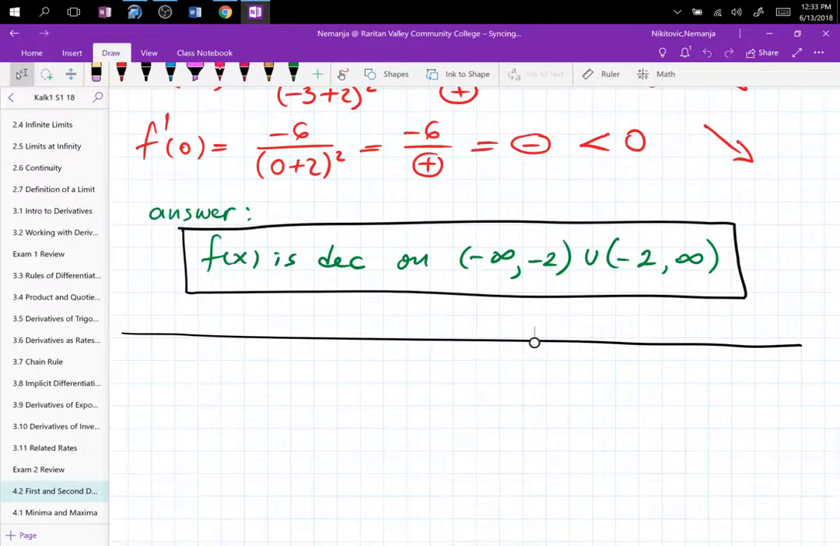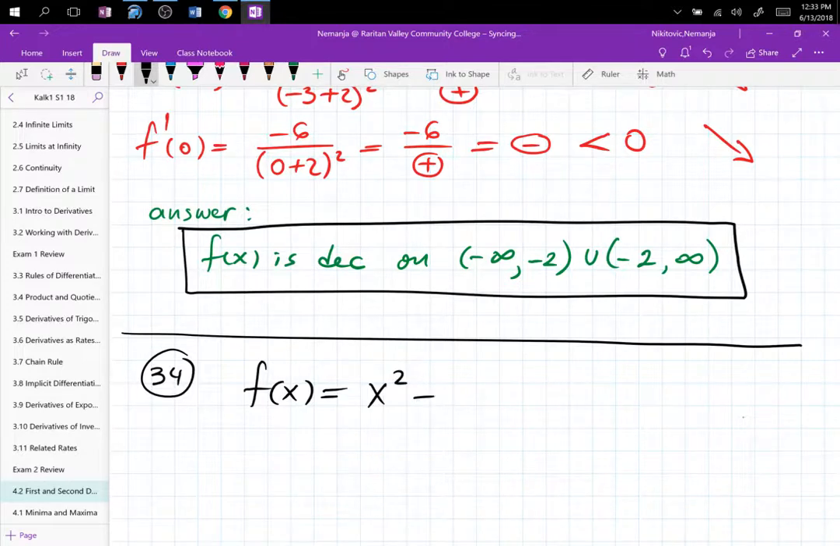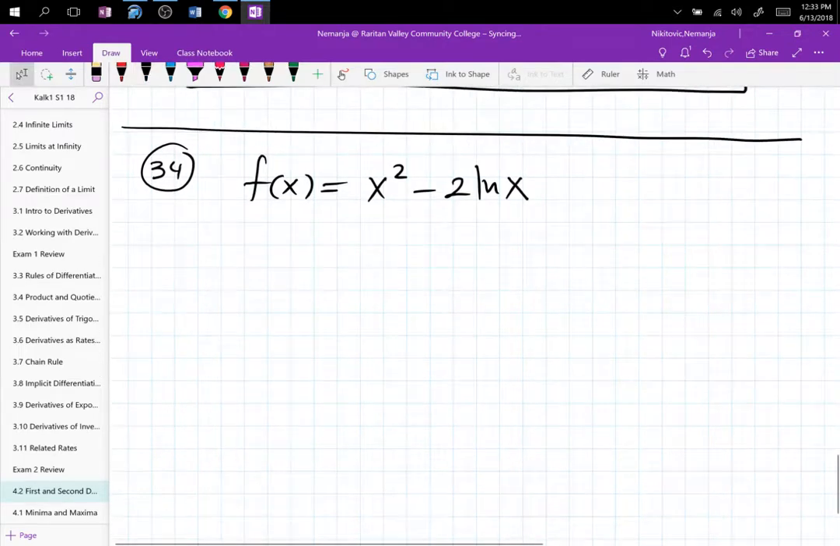All right, so problem 34 says f of x equals x squared minus 2 ln x. This is our function, right? The procedure is always the same. First derivative, critical points, right? But you know what I'm going to do first now, since we are not in a polynomial realm? I'm going to do the domain first.